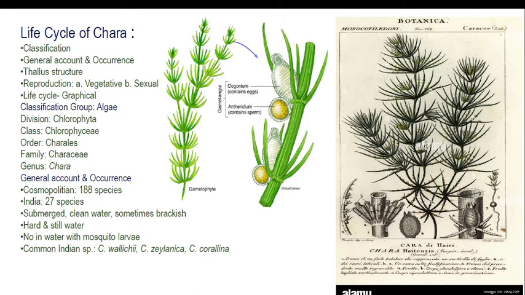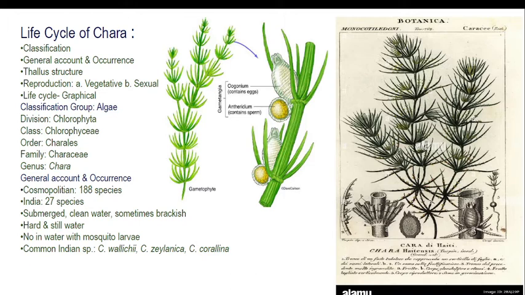So first of all, Chara is included in division Chlorophyta, which possesses a class Chlorophyceae, meaning green algae, and that again is included in order Charales, and family Characeae includes the genus called Chara. So this Chara is a cosmopolitan genus which possesses 188 species. Out of them, 27 species are found in India.